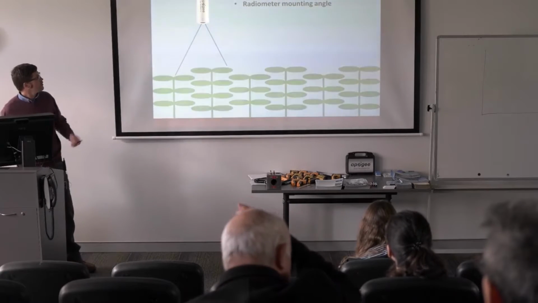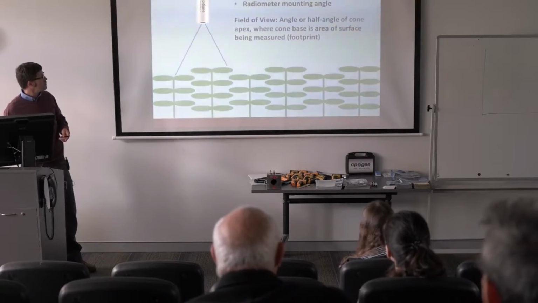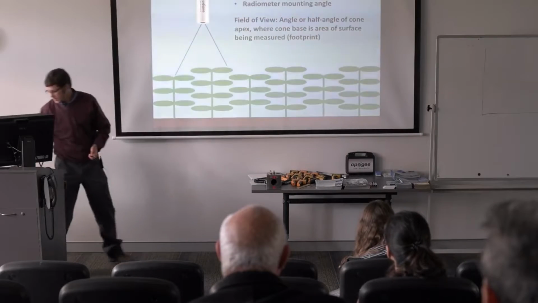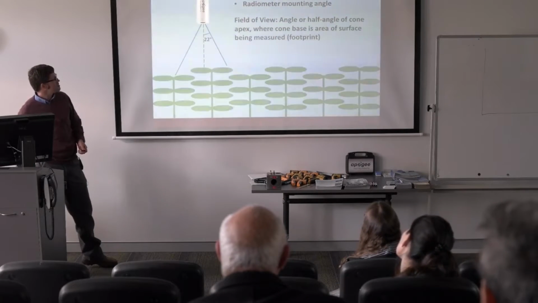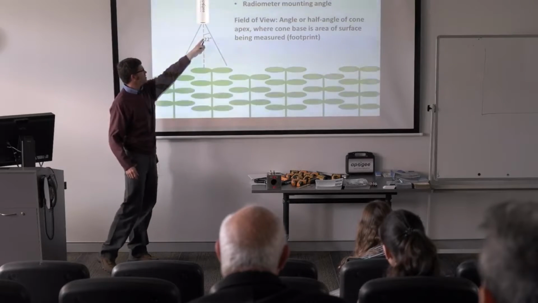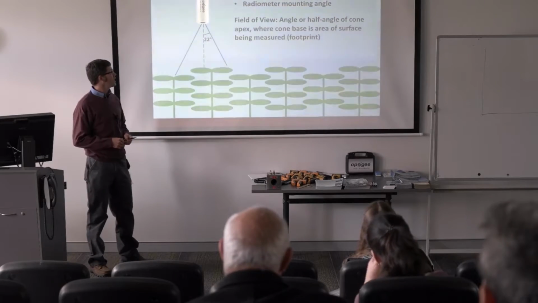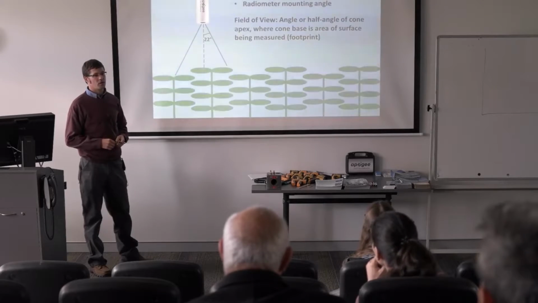The field of view of the radiometer is defined as the angle, or the half angle, of the cone apex, where the cone base is the area surface being measured and the apex is right here. Just to illustrate, this particular model has a half angle field of view of 22 degrees, or a full angle field of view of 44 degrees.